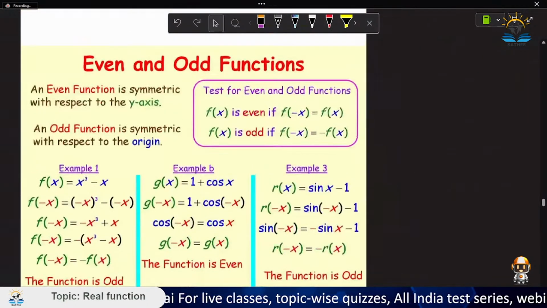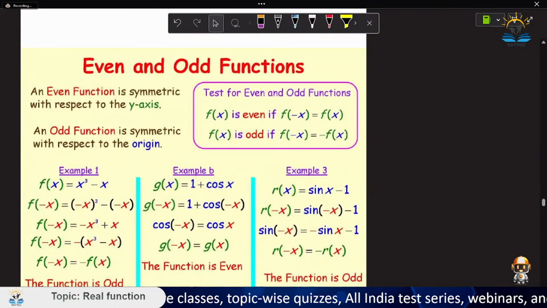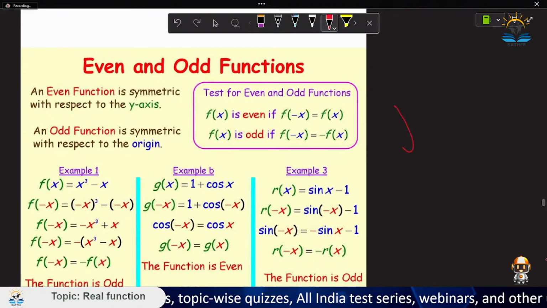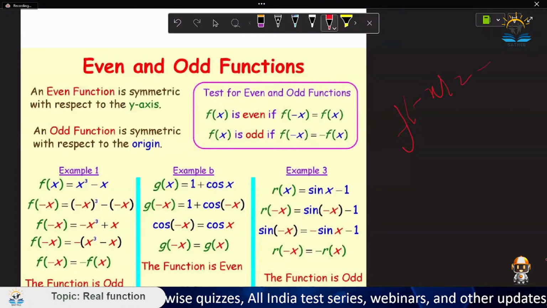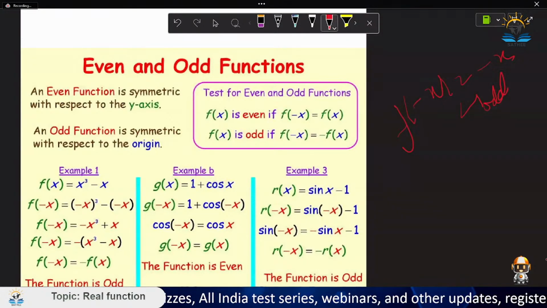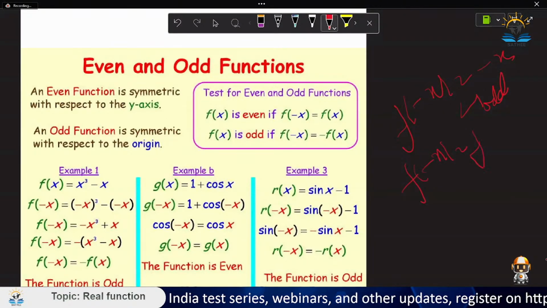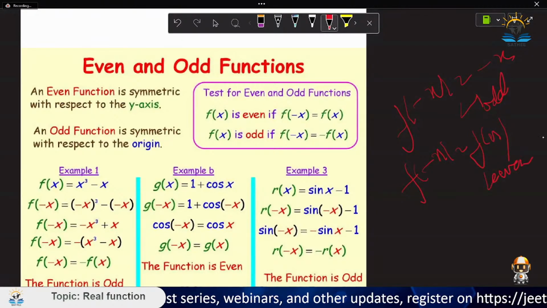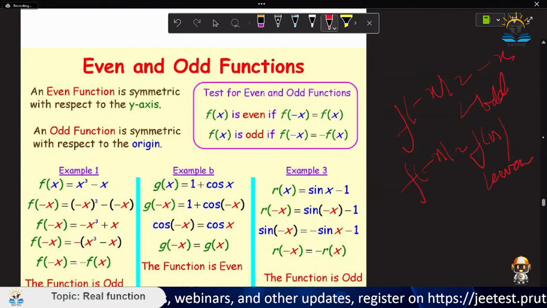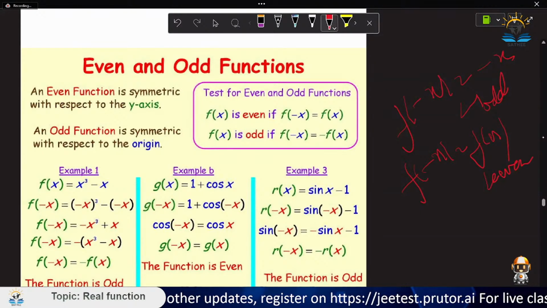Okay, let's see odd and even functions. What do we mean by odd and even functions? Odd functions are those functions where f of minus x gives you minus f of x. And if f of minus x gives you f of x, it is an even function. The first example that comes to my mind is sine and cos. The sine function is an odd function because sine of minus x is equal to minus sine x. So sine x is an odd function, right?